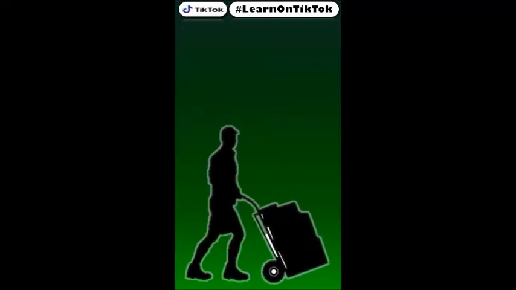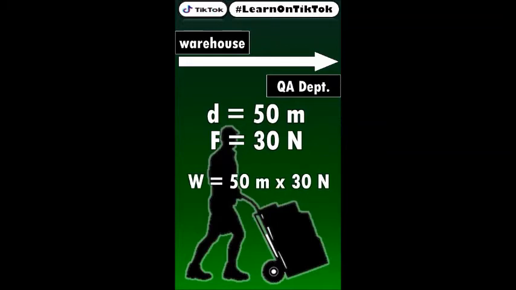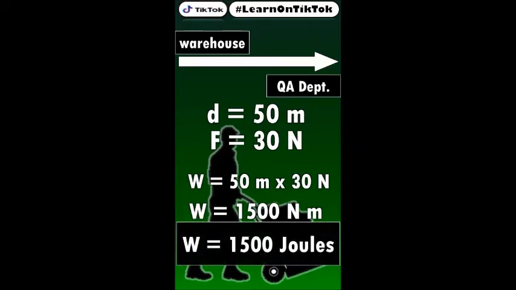For example, a person is moving a cart loaded with boxes of raw materials from the warehouse to another office. This is an example of work in everyday language, and also an example of work in physics. Suppose that this person pushes the cart a distance of 50 meters by exerting a horizontal force of 30 newtons. The work done by this person is 50 meters multiplied by 30 newtons. This is equal to 1500 newton meters. This unit is equal to joules. Thus, the work done is 1500 joules.